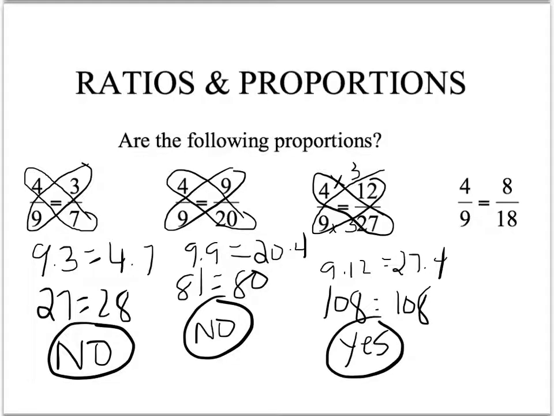Okay, and then the last one, I see that 4 times 2 is going to give me 8. So if I do the same to the denominator, 9 times 2 is 18. So yes, these are in proportion.